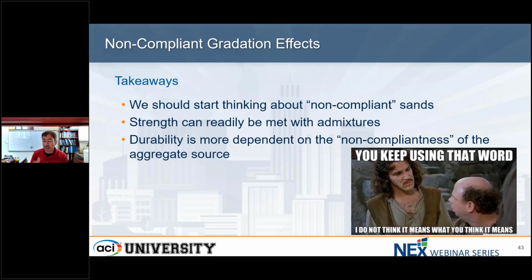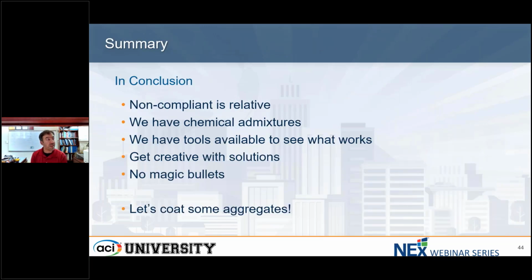But huge takeaway, we should and can use non-compliant sands with testing. And it is preferred if they're on the coarser side of non-compliance than on the finer side. Okay. Oh my gosh, I'm running out of time here. Non-compliant is relative.